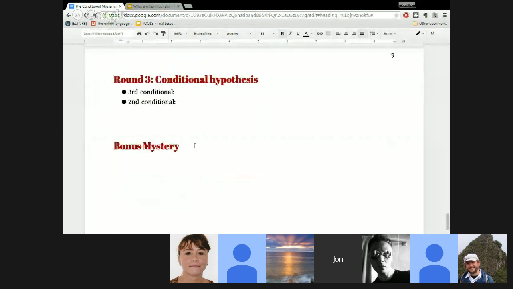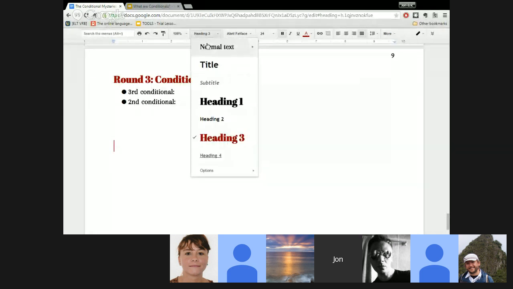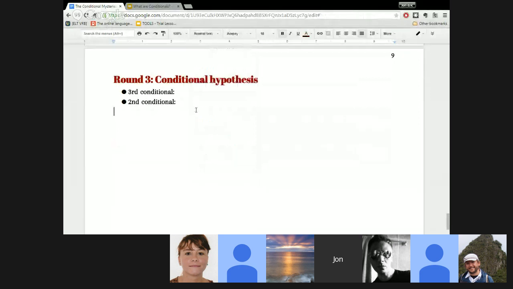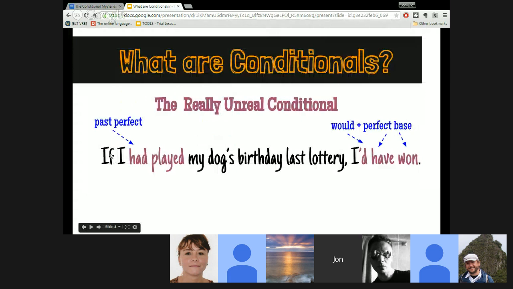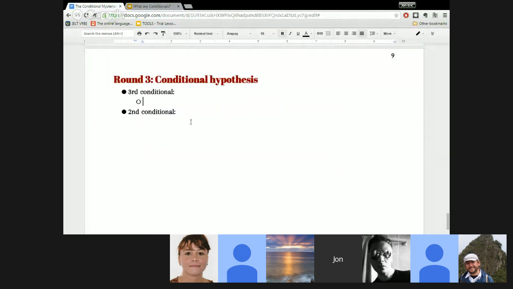It's going to be all normal in this situation. So you are solving our mystery then. What you've got to do here is use a second or third conditional. Actually, here you're going to use a third conditional to explain your idea. And remember, if I had played my dog's birthday in the last lottery, I would have won. That's your form. So I want you to explain what happened using the third conditional, Sandra.